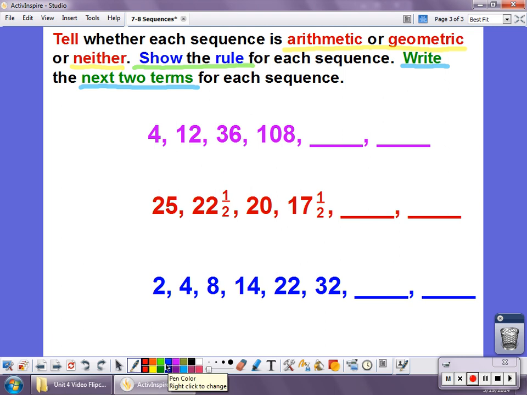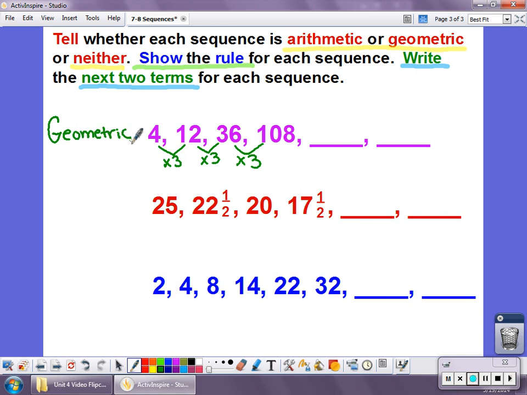When I look at this first problem, again, I see my numbers are getting bigger, so I might think it's addition. So if I look at this 4, that would be plus 8. Well, that's not plus 8, so that's not going to work. So I think, okay, maybe it's multiplication. 4 times 3 gives me 12. 12 times 3 gives me 36. 36 times 3 gives me 108. So it's constantly multiplying the same amount, which means this is going to be a geometric sequence.